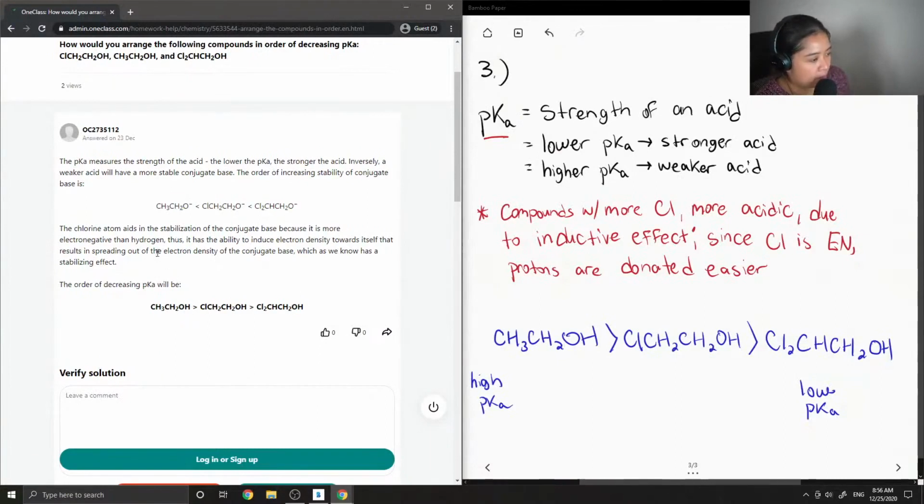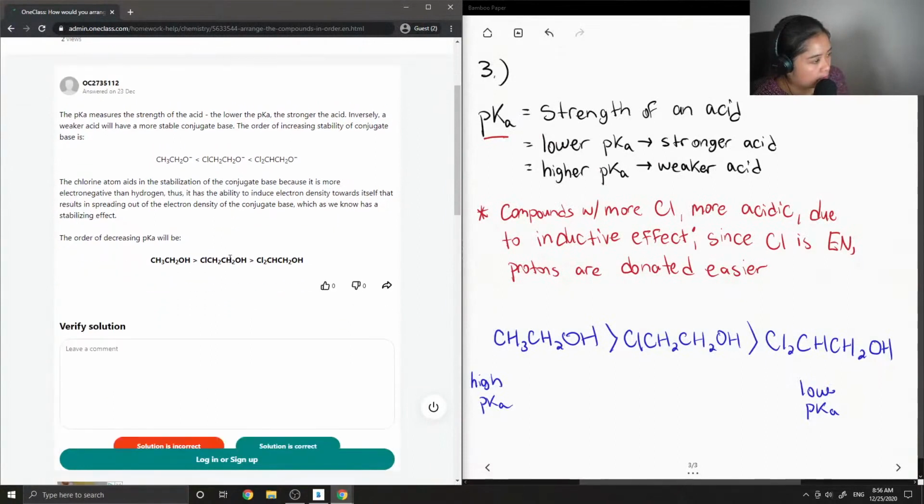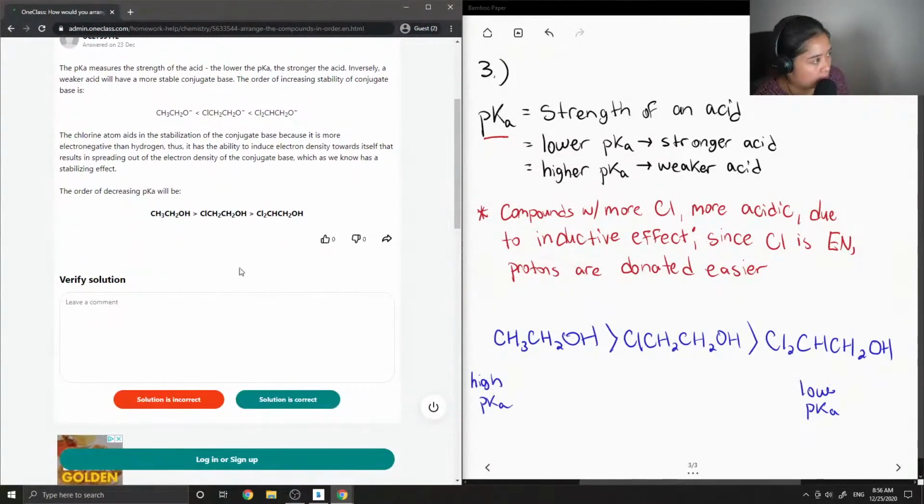Yep, so it's the same order I have as well. I'm just trying to read the description. Okay, so the solution is correct. I'll just also mention the inductive effect.